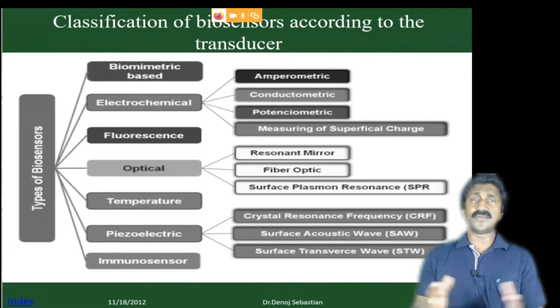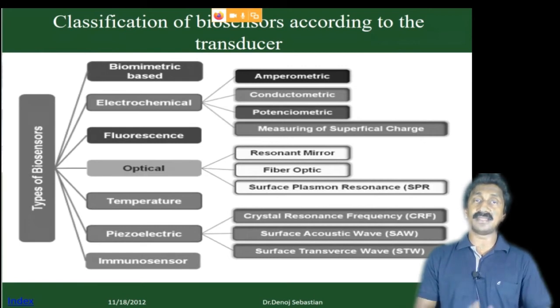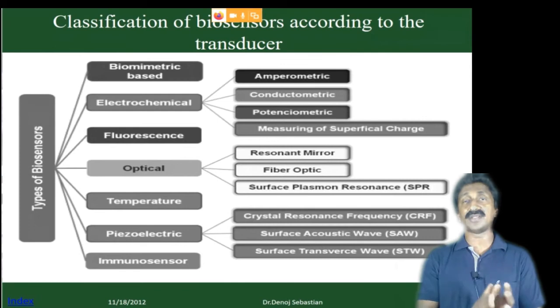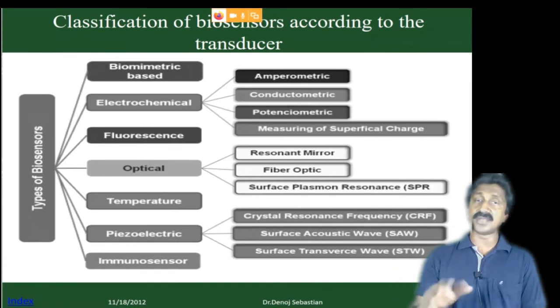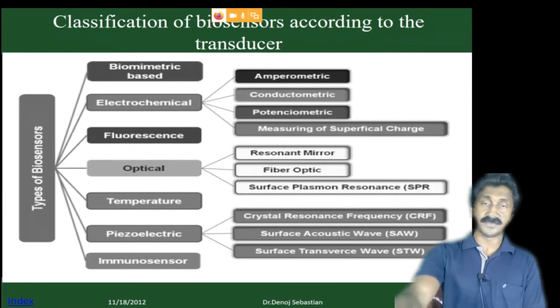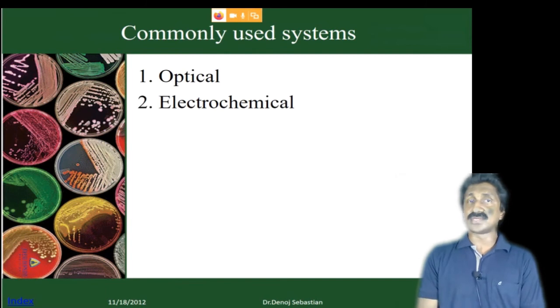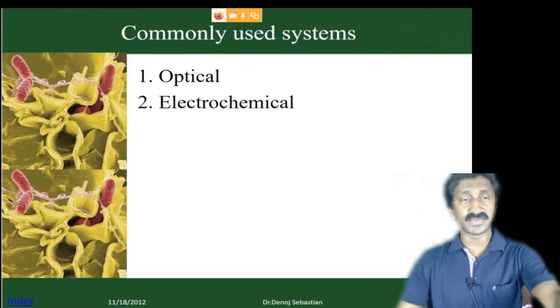So there are a lot of different types of outputs, and based on each output, the transducer components may vary. We have amperometric, conductometric, potentiometric, and also different types of optical output based transducers available. Commonly used systems are optical and electrochemical. We'll see some examples, and I will show you a video.